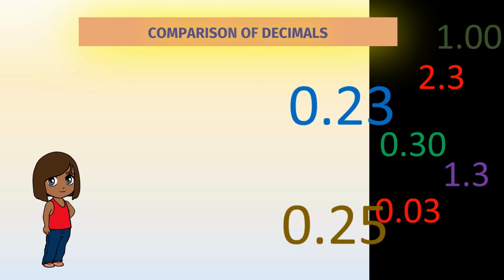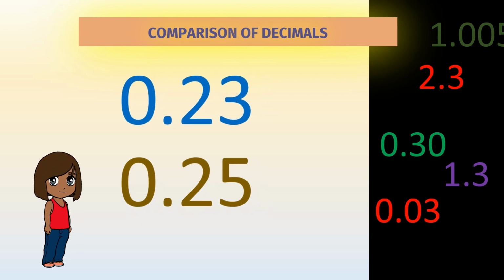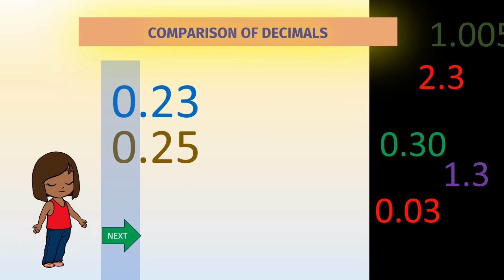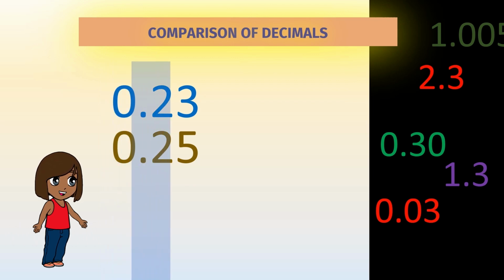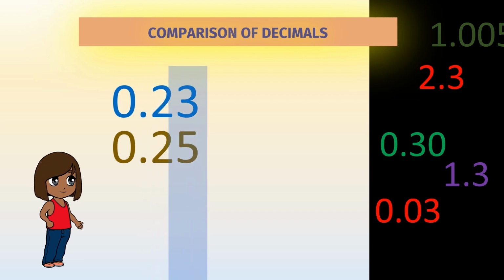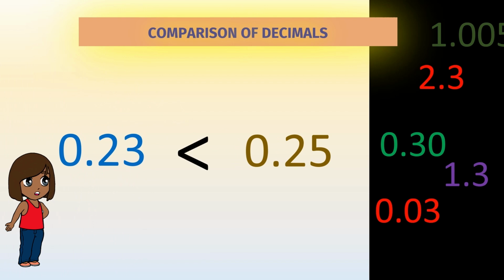Let us take one more example. Compare 0.23 and 0.25. Comparing digits in the highest place value of ones, they are both equal, 0. So we move to comparing tenths. Digits in the place value of tenths are also equal to 2. So we go on to compare digits in the place value of hundredths. In hundredths, 3 is lesser than 5. So we have our answer. 0.23 is lesser than 0.25.